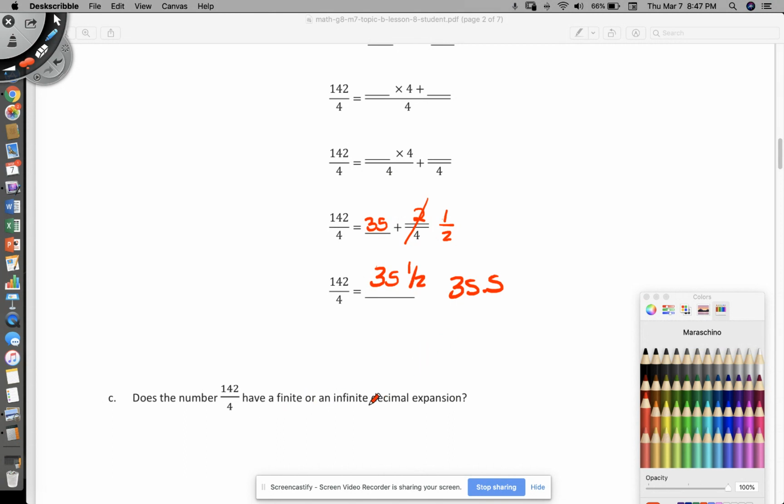Now, is this one infinite or finite? This one is going to be another finite. All right, let's go ahead and flip it over.